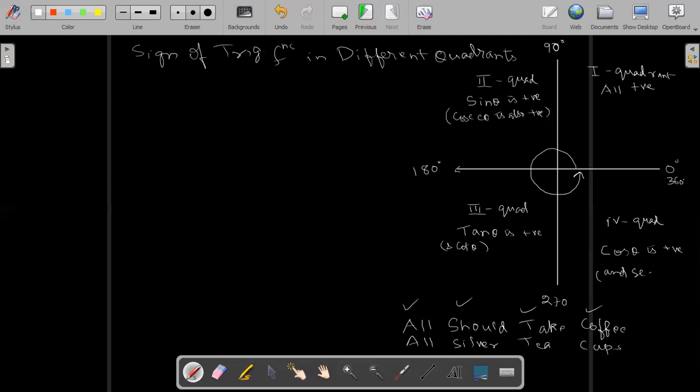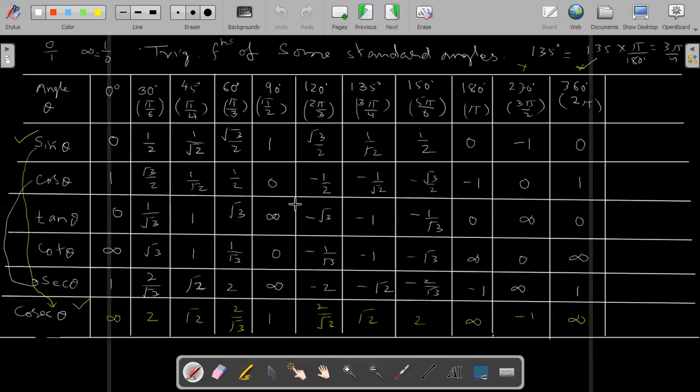So you have to remember this: in which quadrant, which trigonometrical ratio has a positive sign or a negative sign. In the first quadrant, that means 0 degree to 90 degree, you can see all values are positive.